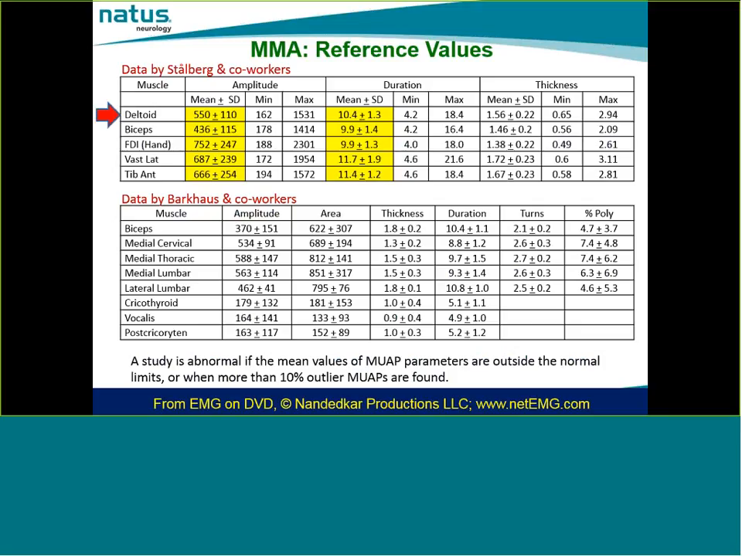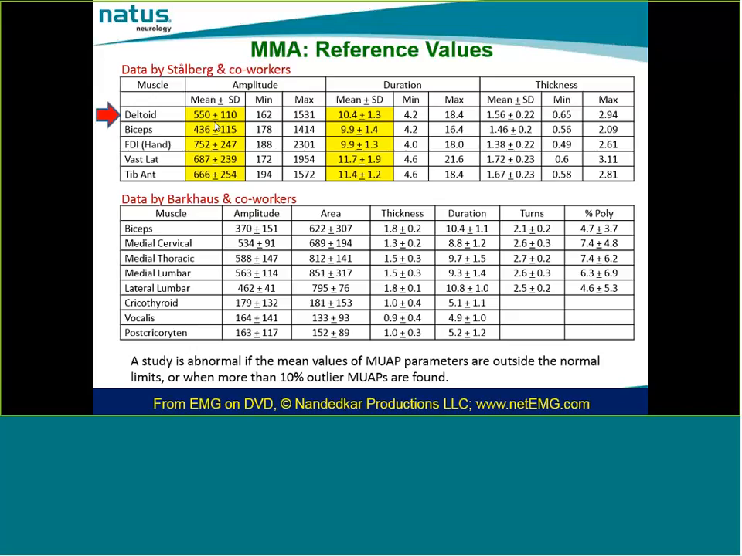Let's discuss a little bit more about the reference values. So here are some data that has been reported in literature, on the top by Professor Stolberg and co-workers, at the bottom by Professor Barkhouse and co-workers. So over here, we have the normative data for mean value. So here is the way it is done. You study a muscle, record 20 potentials, measure the amplitude of every MUAP, and then take the mean value.